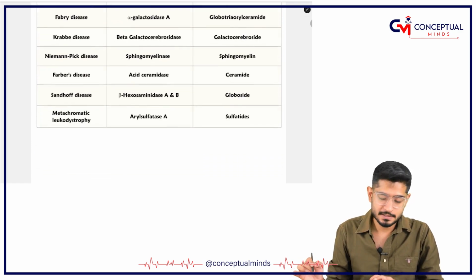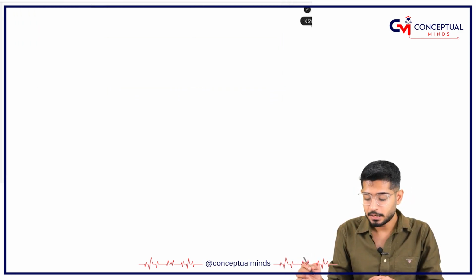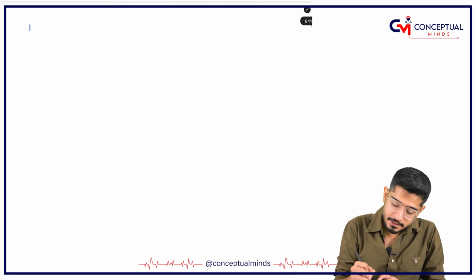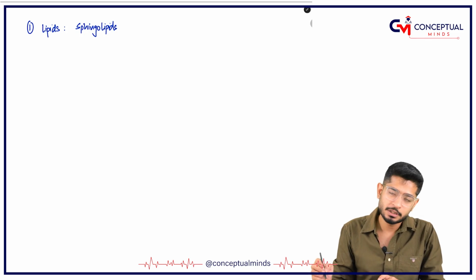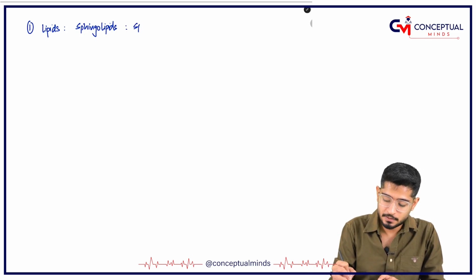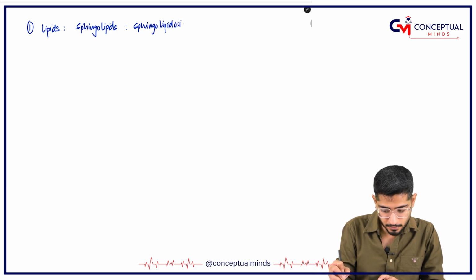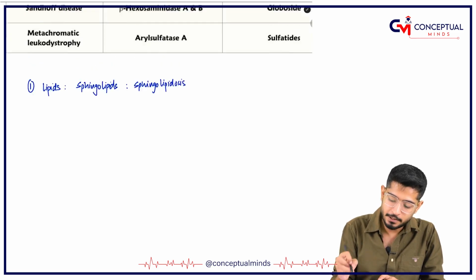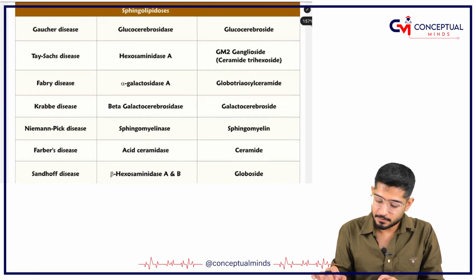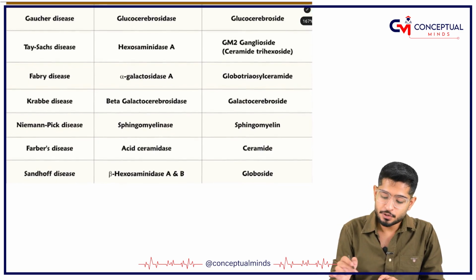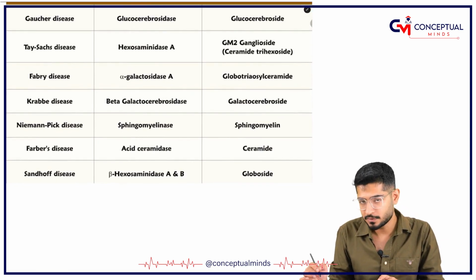Now you know from your basic biochemistry that there are different types of lipids. Firstly we are going to discuss the sphingolipids. The diseases associated with an increase in the sphingolipids are called sphingolipidosis. So let's understand sphingolipidosis. The first disease is Gaucher's disease.